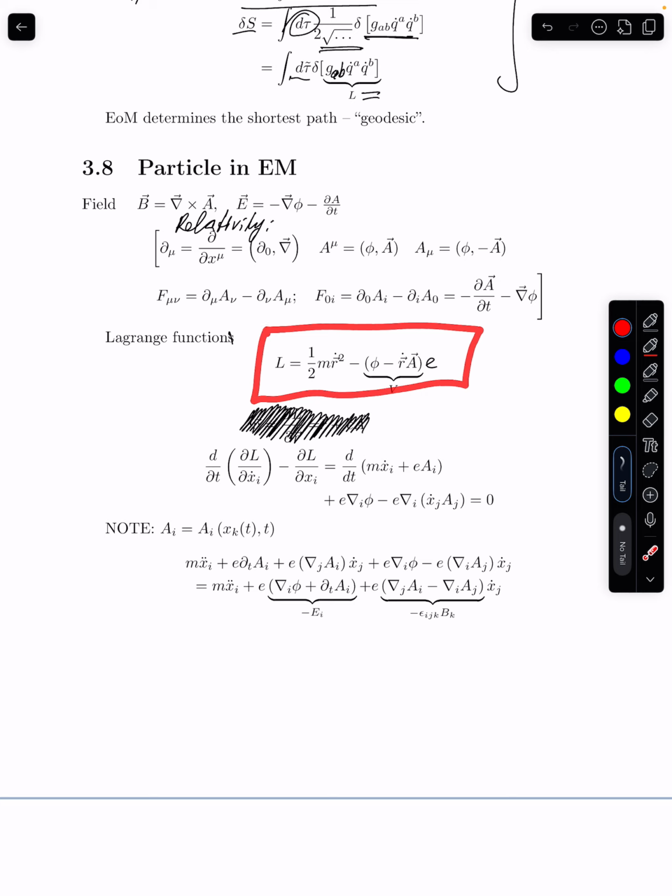written in this form. Okay, so we have the kinetic term, that's the usual, minus the potential, and the potential in this case will be written in terms of the scalar potential and the vector potential, which is multiplied by the velocity of the particle, and times the coupling constant e.